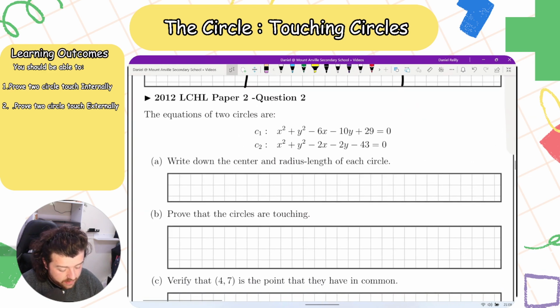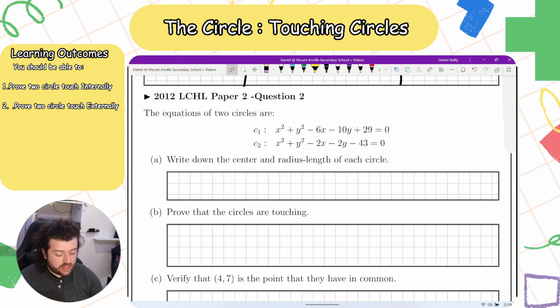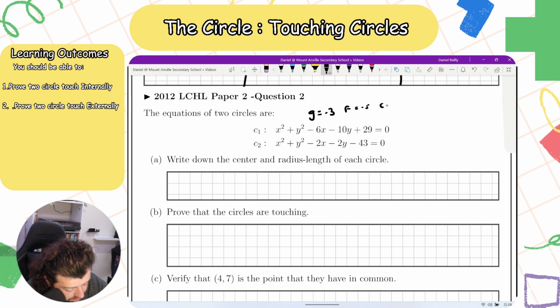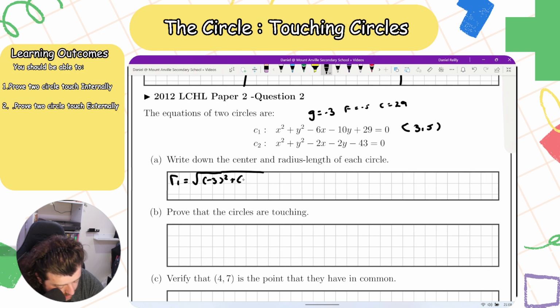Right, so write down the center and radius length of each circle. So the center of this circle, g is minus 3, f is minus 5, c is 29. So the center point is going to be (3, 5). And the radius, r1, is going to be equal to the square root of minus 3 squared plus minus 5 squared minus 29. And put that in the calculator. You get 9 plus 25 minus 29, which is root 5.